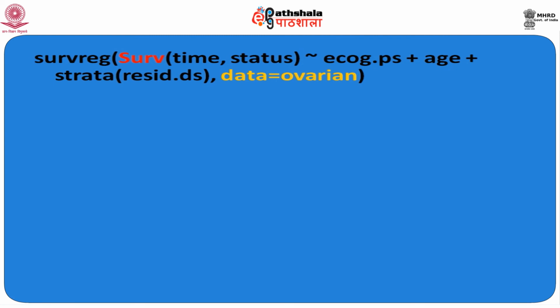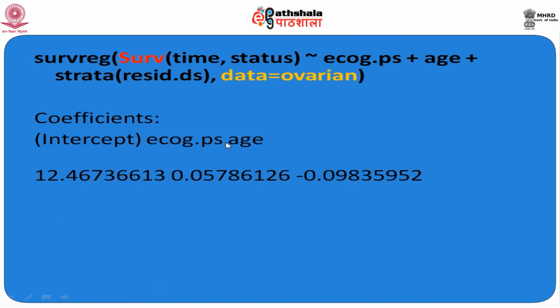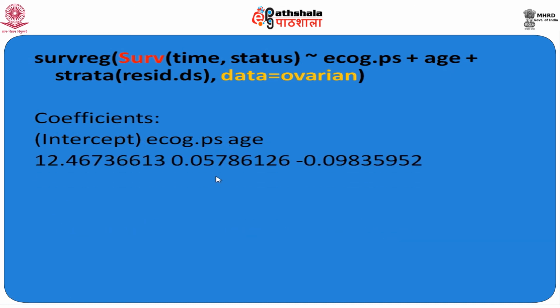Here some stratified data is also taken. Here in addition to the ECOG PS and age, we consider the residual disease for the ovarian data. The coefficients obtained as regression coefficients result are intercept, ECOG PS and age, and these are the informations.